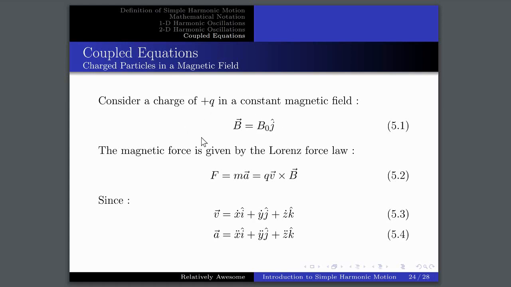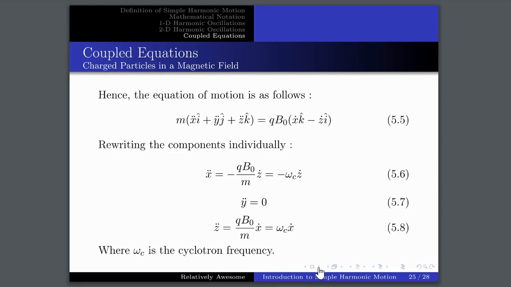Hence, from this, we can write the magnetic force from the Lorentz force law. F equals ma, which is equivalent to q v cross B. Since we can write the velocity vector as the following and the acceleration vector as the following, we can write the equation of motion like this. Separating the components individually, we note that there is something peculiar. The x acceleration is dependent on the z velocity, and the z acceleration is dependent on the x velocity. So these equations are actually coupled, but the y acceleration is 0.